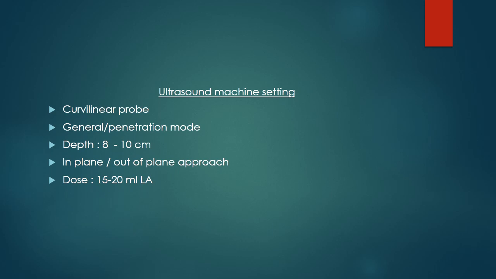Usual ultrasound setting is curvilinear probe and general preset, depth 8 to 10 cm, using short bevel 12 cm needle and in-plane or out-of-plane approach with 15-20 ml of local anesthetics.